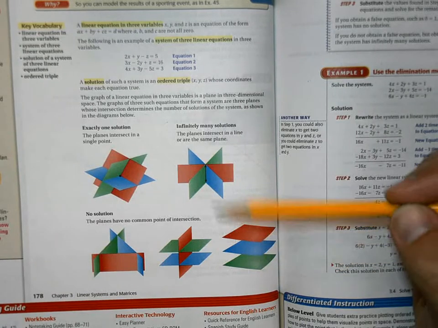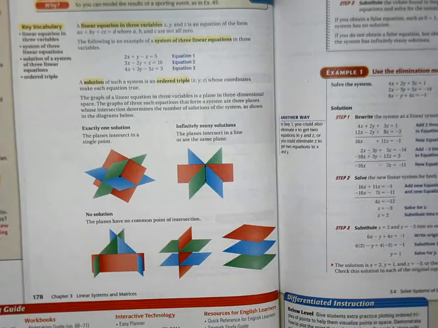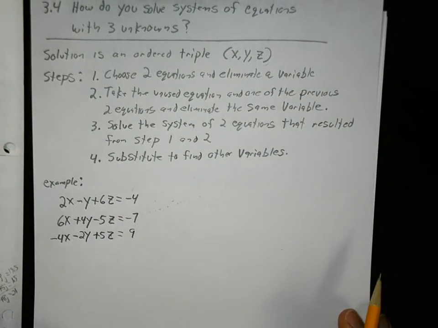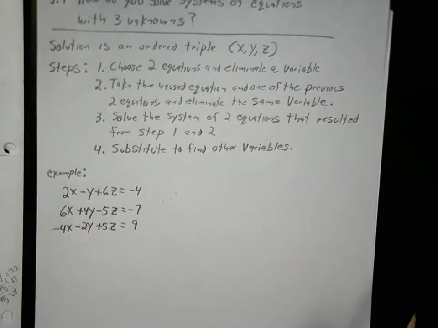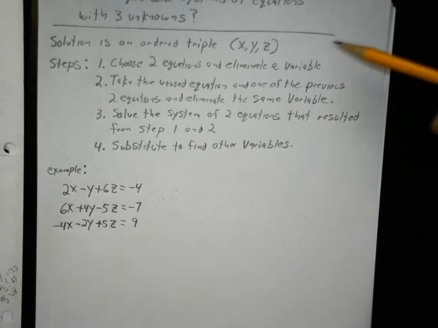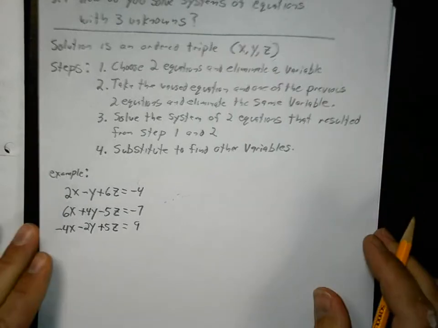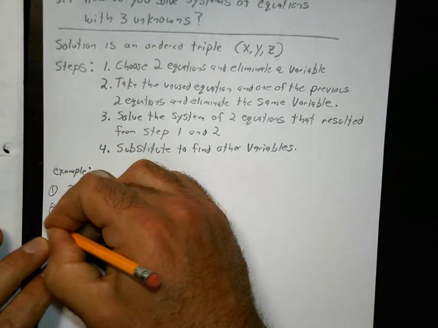Okay, so in order to solve a system of equations like this, we follow a step-by-step process, and I've written it down here so you can write that down. Now we'll go through this example here and follow the four steps. Looking at our example here, the first step says to choose two equations and eliminate a variable. So I'm going to label my equations. This is equation 1, 2, and 3 here.